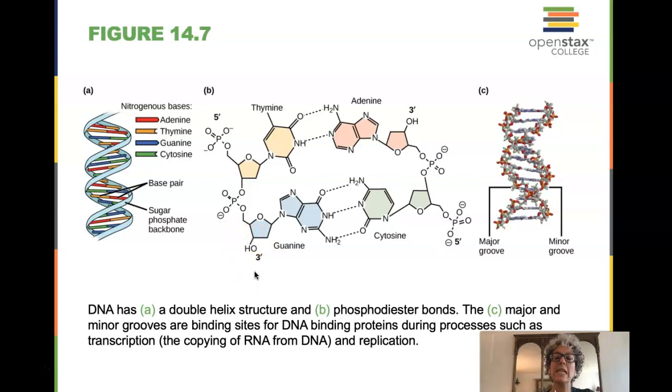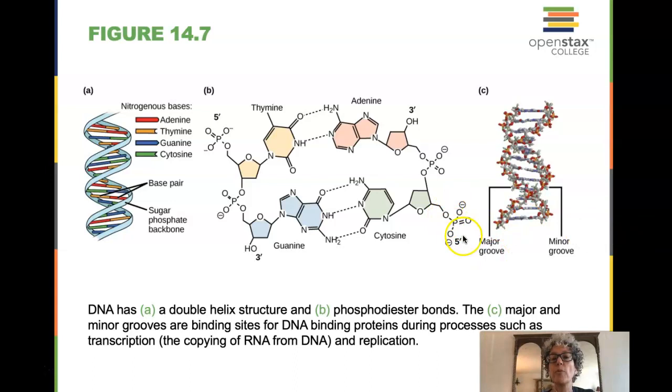The structure of DNA is not just a double helix, it is also called anti-parallel, because we see on this strand the 5' phosphate is facing up, but on this strand the 5' phosphate is facing downward.